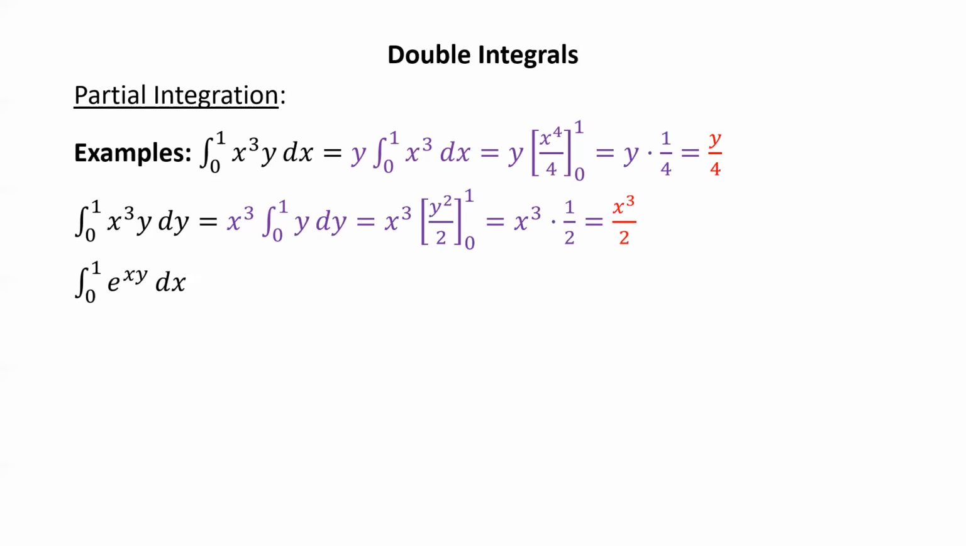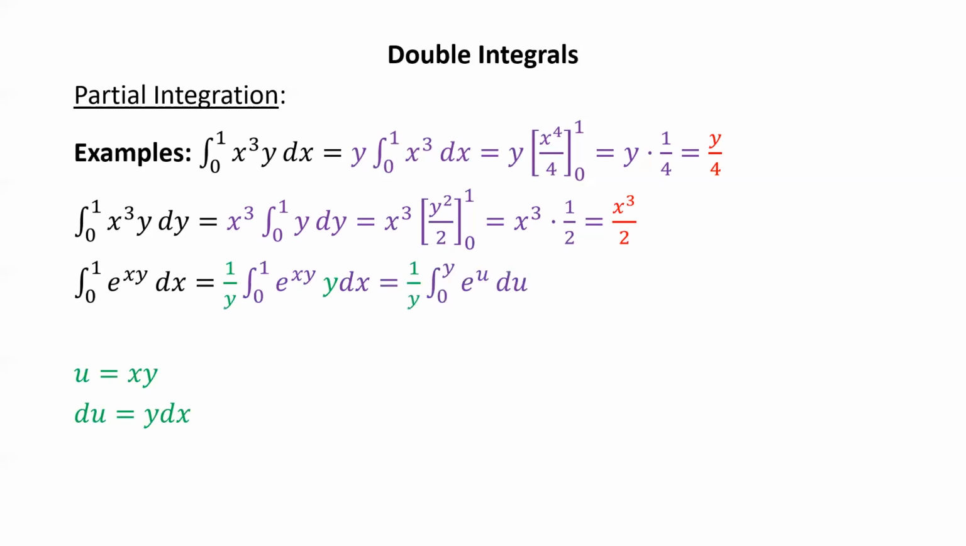Let's do one that's a little harder. The integral from 0 to 1 of e to the xy dx. I'm going to do a substitution. Let u equal xy, then du is y dx. Remember, we're doing things with respect to x here. So we need to put in a y. I did that in green there, and I also multiplied by 1 over y outside the integral. We could pull that outside the integral because y is being treated as constant here.